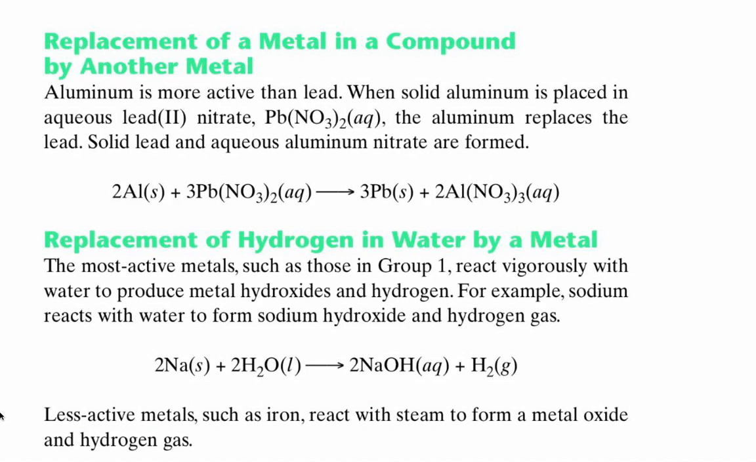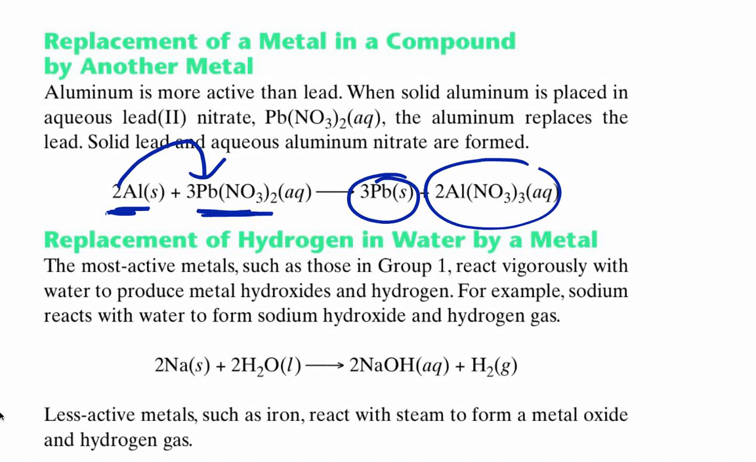So looking at a few of these, notice in this one, aluminum and lead nitrate. In this one, aluminum comes in, kicks out the lead. Lead's all by itself. Aluminum is now bonded to the nitrate. So that is a single replacement reaction. That is one metal replacing another metal. The metal replaces it because this metal, aluminum, is more reactive. So notice what it says here. Aluminum is more active than the lead.